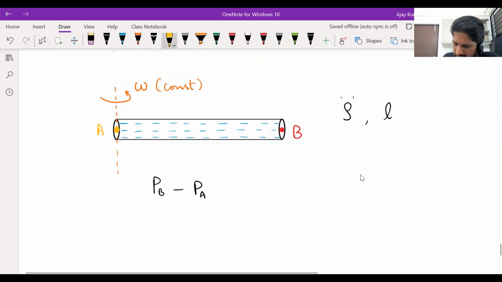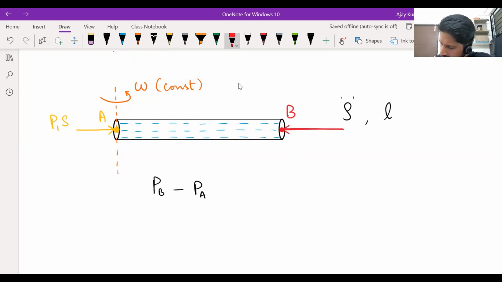Now, from the left side, there will be a force acting on this liquid, which is pressure at A multiplied with the area of cross section. Pressure at A, I'll call it P1 just to avoid confusion. So the force from the left side will be P1 multiplied with the cross-sectional area. Cross-sectional area, I'll call it S. That is up to us. You can call it whatever we want. Next, from the right side, based on the pressure there, P2, the force will be P2 multiplied with S.